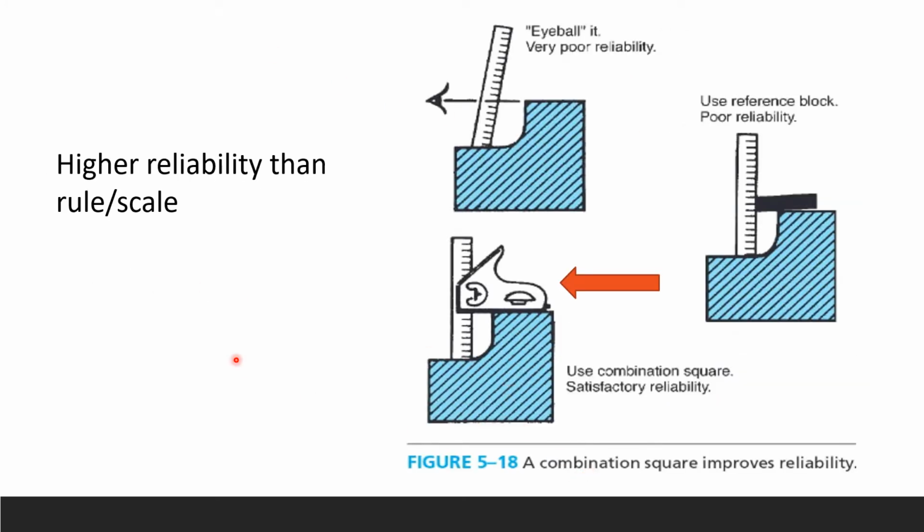Combination square is really good because it gives you higher reliability than rule or scale measurement. Here, eyeballing it has very poor reliability. If you use a reference block, that's also poor reliability because it's not stable. But if you use a combination square, your reliability is pretty good.